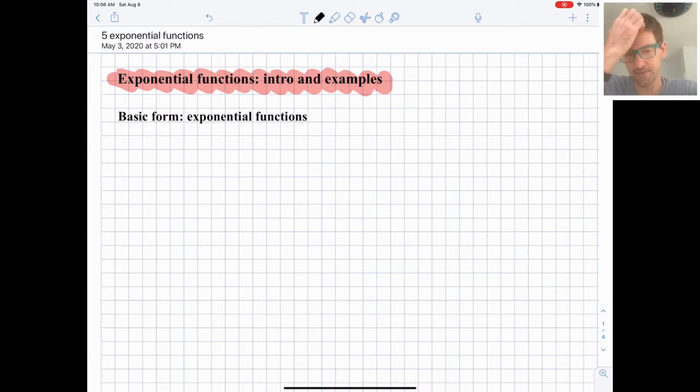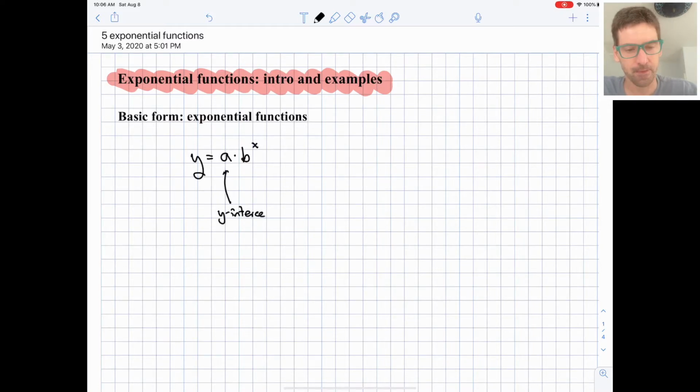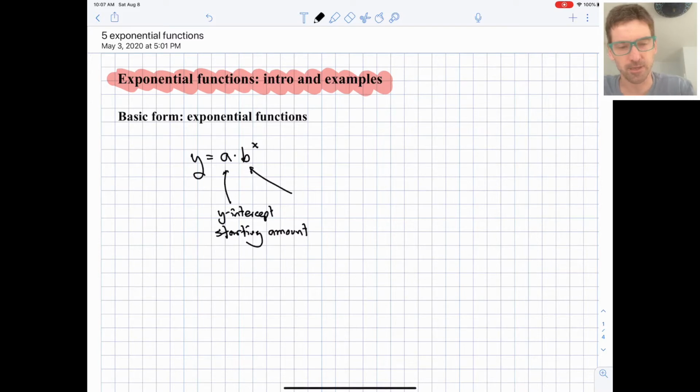All right, so the basic form for exponential functions that we'll be looking at in this class is y equals a times b to the x. Okay, and this is our y-intercept. A is our starting amount. You can think of it like that. How much do we have when x is 0? And this is our multiplying factor.